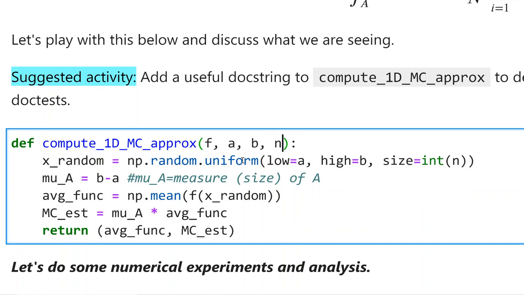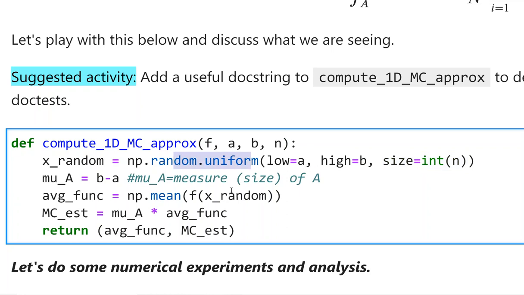There's no rectangle rules. So I want to approximate the function, a univariate function, over an interval from a to b. n is going to be the number of uniform random points I pick from a low value of a to a high value of b.